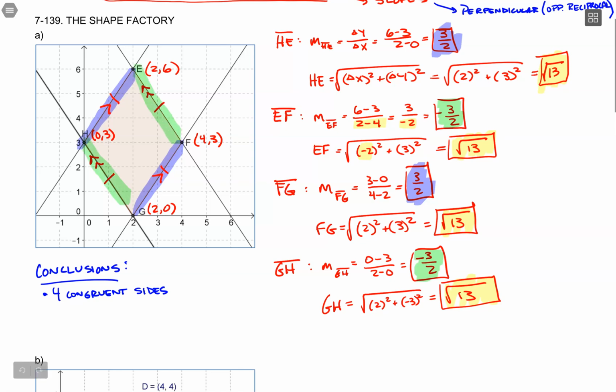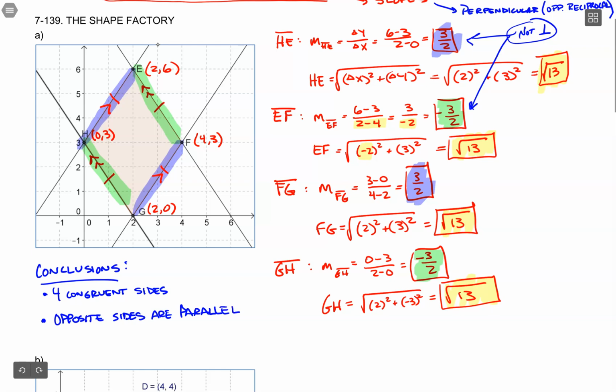The one thing I do want to comment on is take a look at these two slopes right here. This one and this one. They don't have that perpendicular relationship. Remember, perpendicular is opposite reciprocals. Those are opposites, but not reciprocals. Okay, so we have 4 congruent sides. We also have opposite sides parallel.